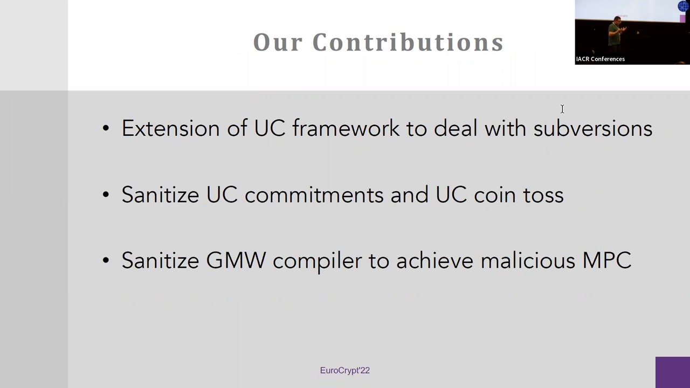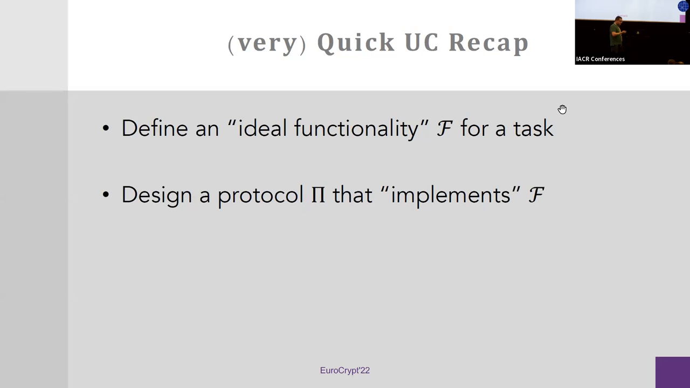In particular, we look into reverse firewalls, which were proposed in Eurocrypt 15, which is a piece of hardware or code that sits between a party and the external world and sanitizes the communication to and from this party. Then to showcase our model, we build sanitizable commitments, coin toss, and then we build a malicious MPC by sanitizing the GMW compiler.